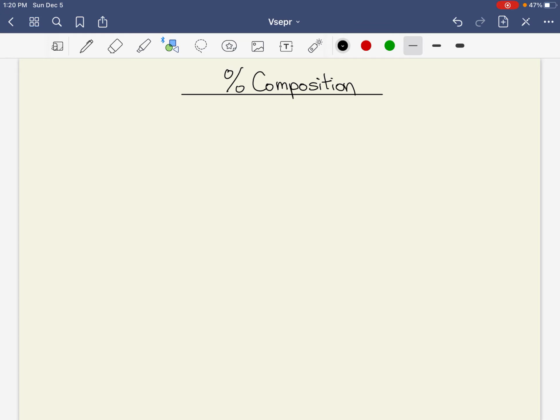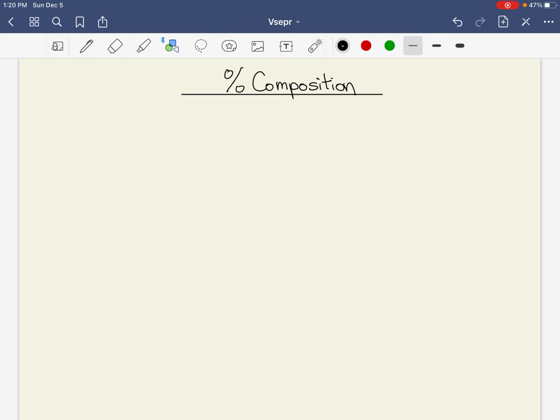Hi everyone. So today's lesson is going to be on percent composition. This is a relatively easy and short lesson. Okay, so let's move right into it.